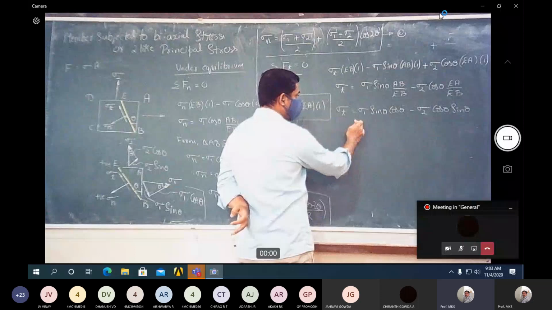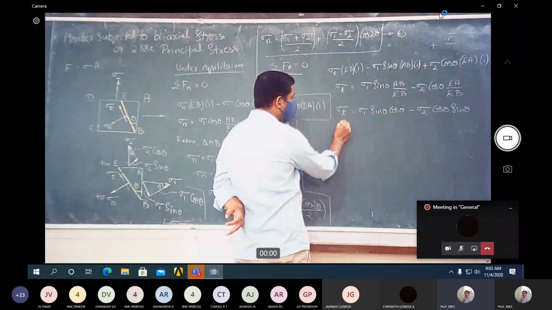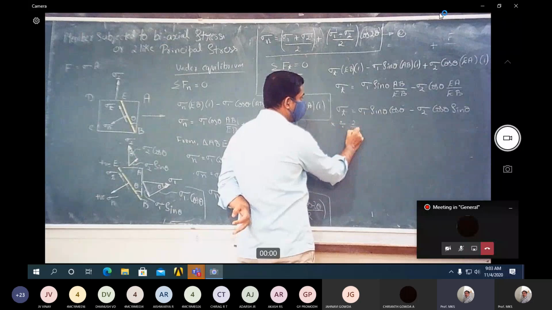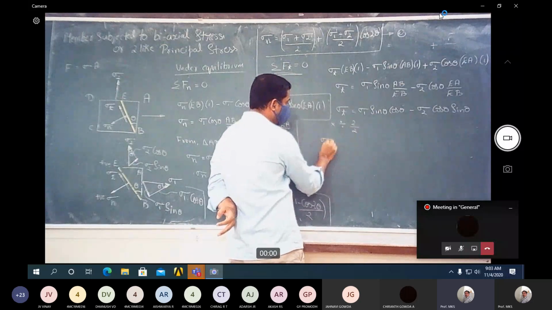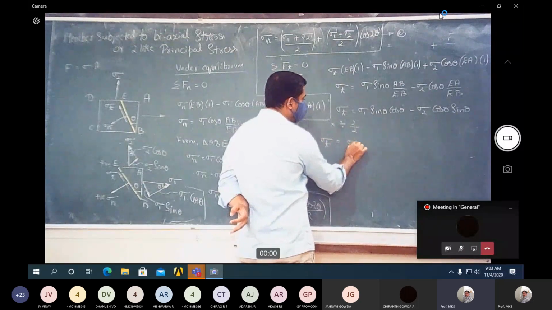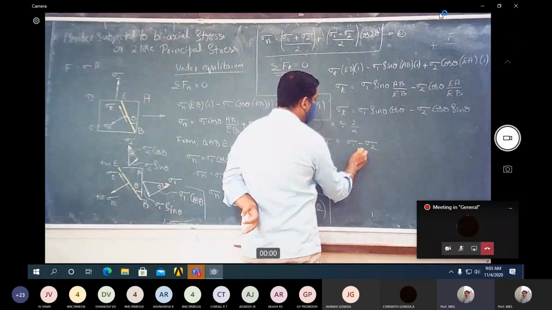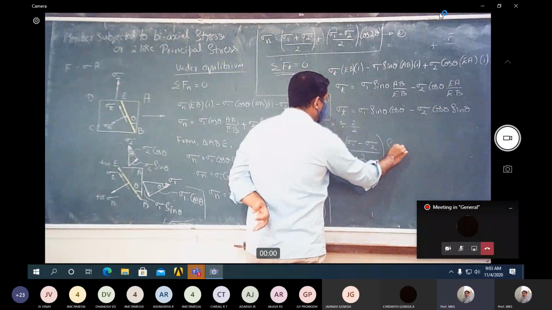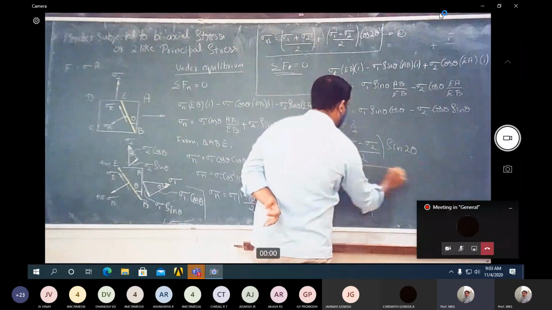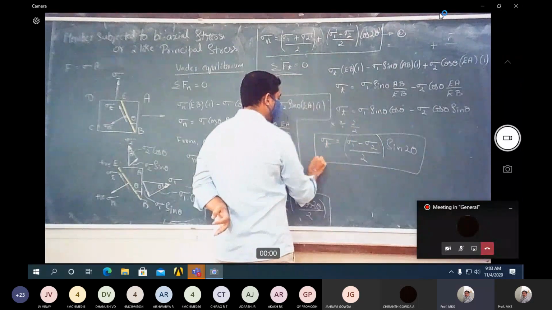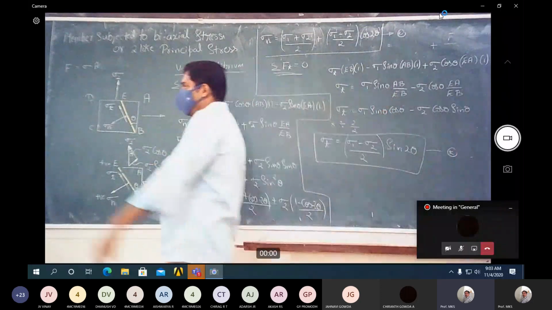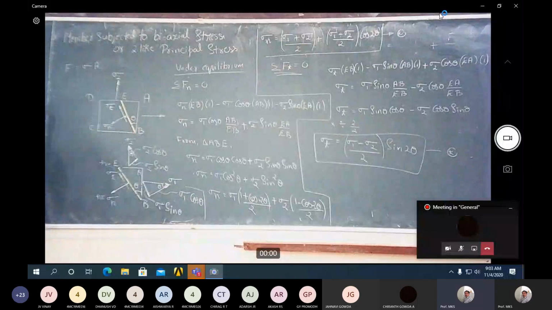So you just multiply and divide the above equation by 2. So it becomes sigma t equal to sigma 1 minus sigma 2 by 2 into sin 2 theta. So this is the equation for tangential stress. You need to remember it to solve the problems, right?